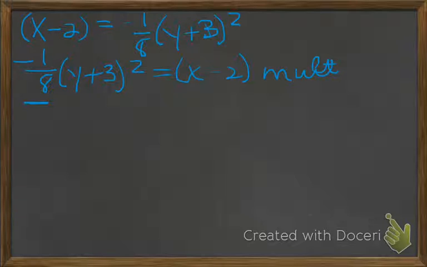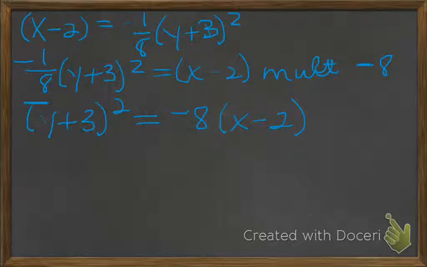I'm going to multiply by negative 8. So what that does, when I do negative 8 times this, it makes this become positive 1. So I now have (y plus 3) squared, and I'm going to multiply the right side by negative 8. So I get negative 8 times (x minus 2).